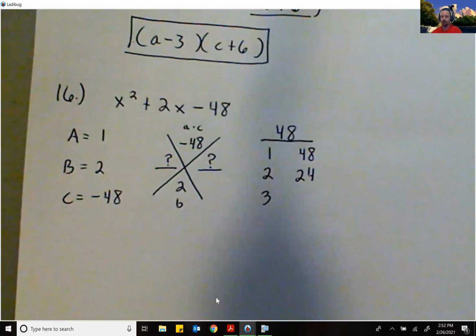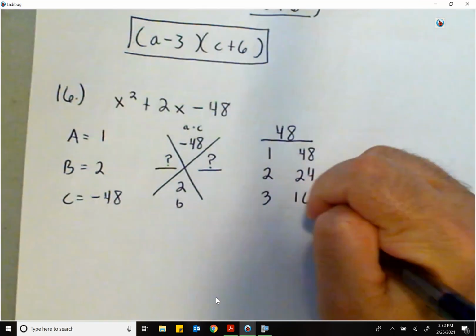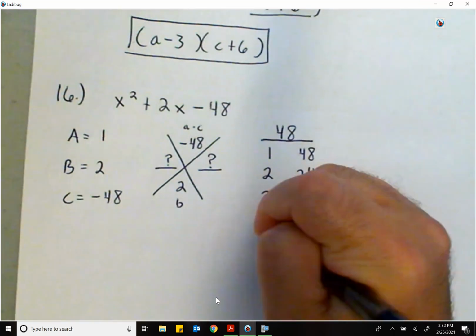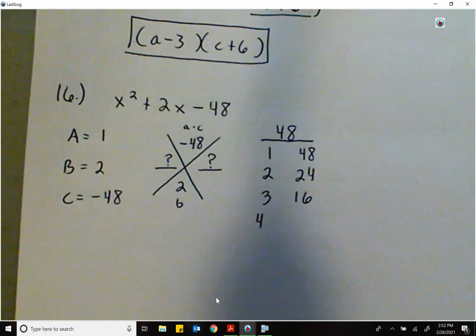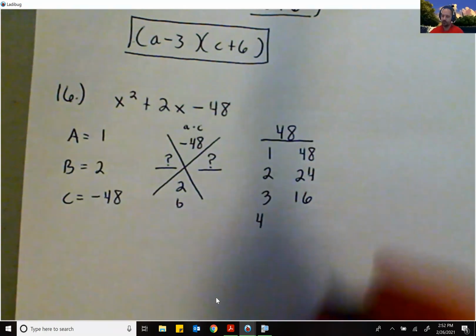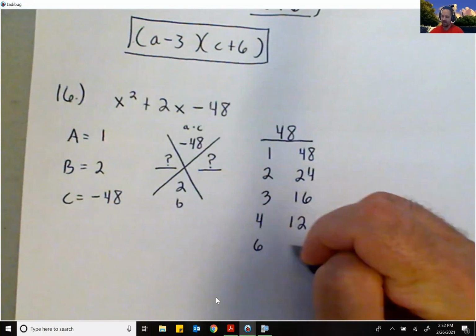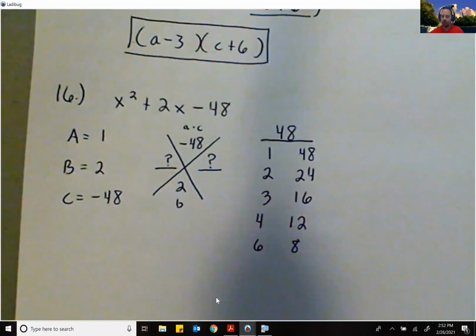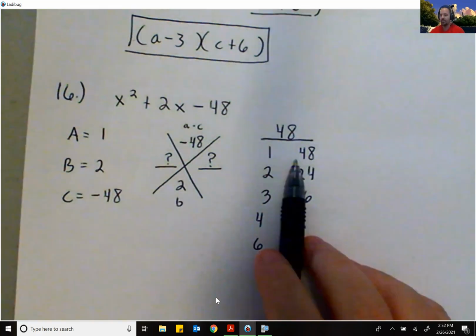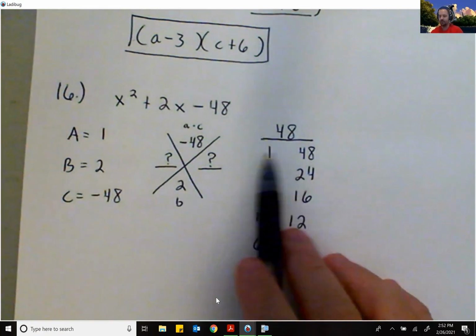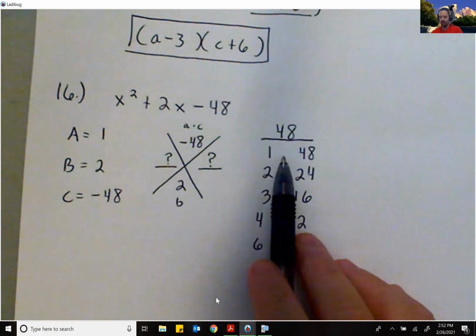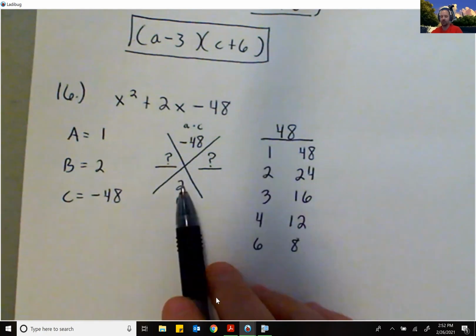3 and how much? 16. 3 and 16. Yeah, 3 and 16. Okay. 4 and 12. And then now the 6 and the 8. I write out all my factors. Okay. So somewhere there's a combination of numbers that when I add them, they will give me 2.